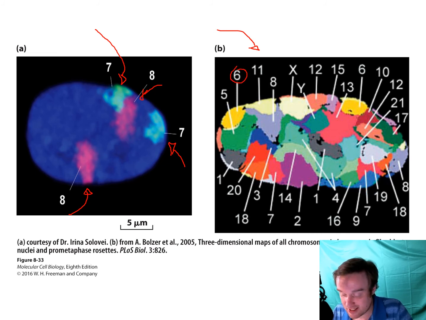So as you can see, chromosome 6 from your mom and chromosome 6 from your dad, they're in different locations here, but they're both yellow. So you can kind of see they're not necessarily next to each other, but they have their own territories, and they specifically do not overlap with other chromosomes.